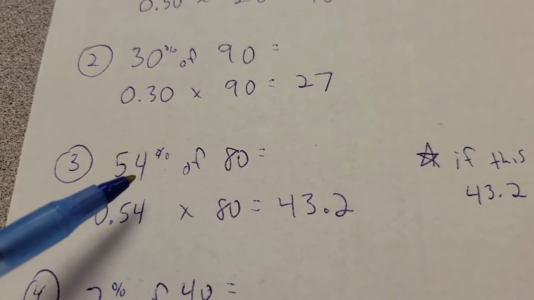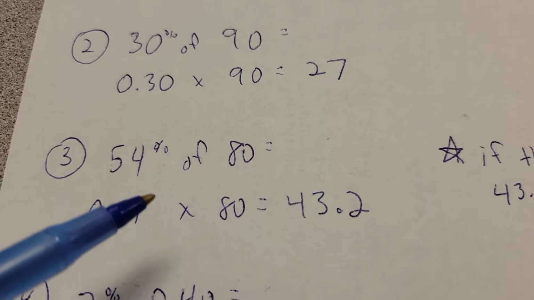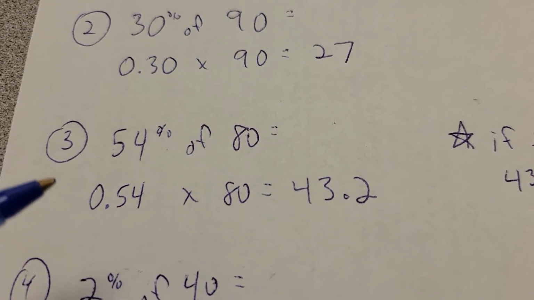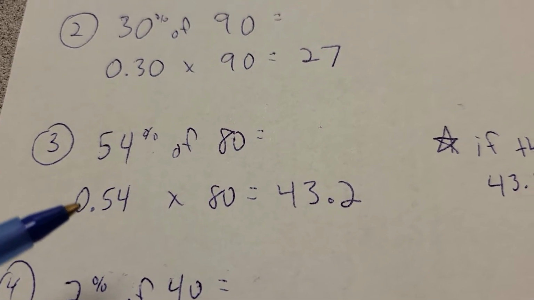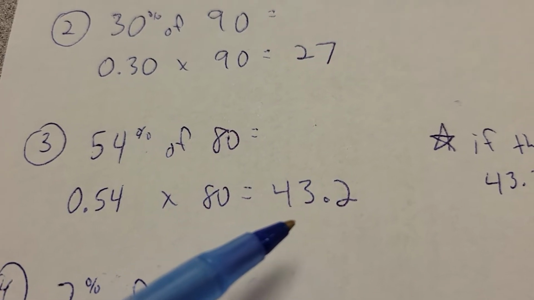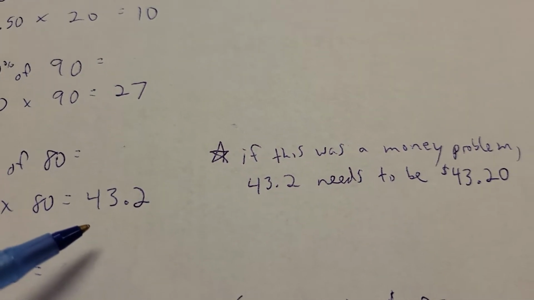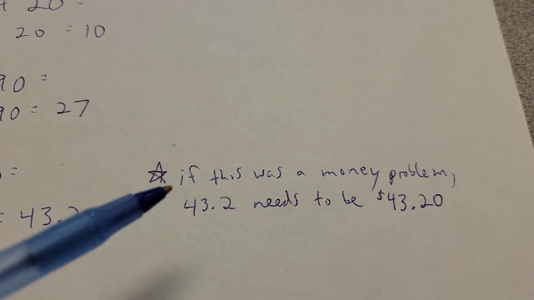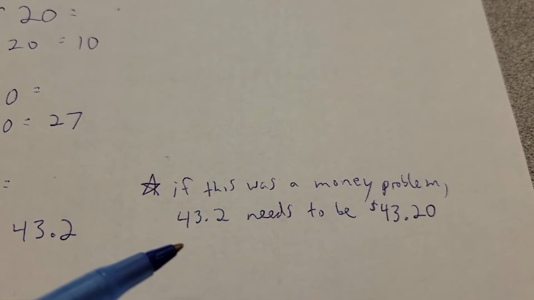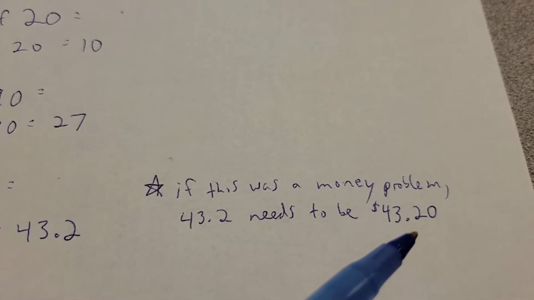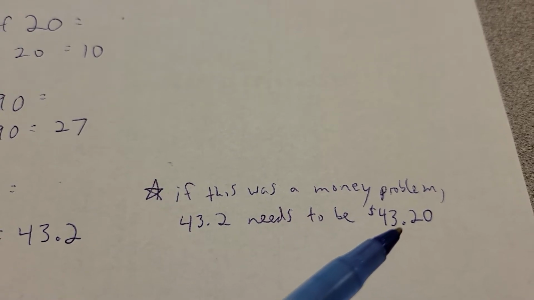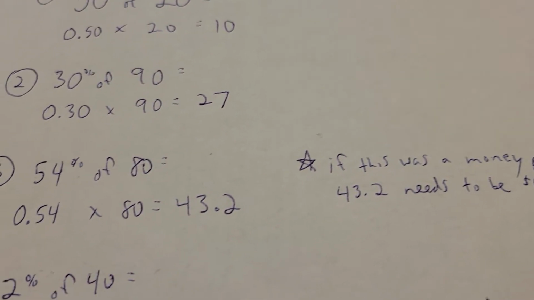Now my next one here, I get 54% of 80. So a little bit more than half of 80. So it'll be a little more than 40 for my answer, of course. So I got 0.54 times 80, and I get 43.2. Now, if I was dealing with money, though, if this was a money problem, 43.2 needs to be $43.20. If it is a money problem, you can't just leave 0.2. You got to put the extra 0 on the end.